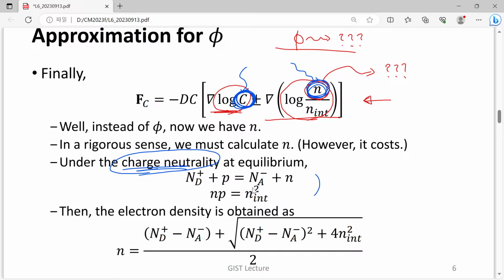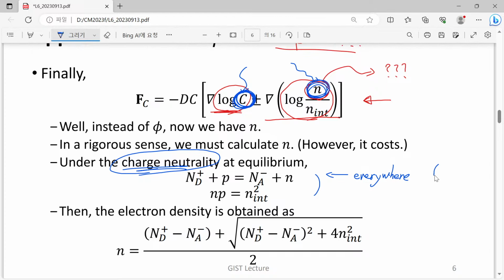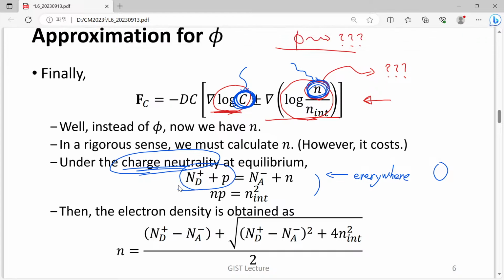So charge neutrality simply states that everywhere in your device, everywhere, the net charge density is 0. So in the left hand side, you can find the total number of positive charges.